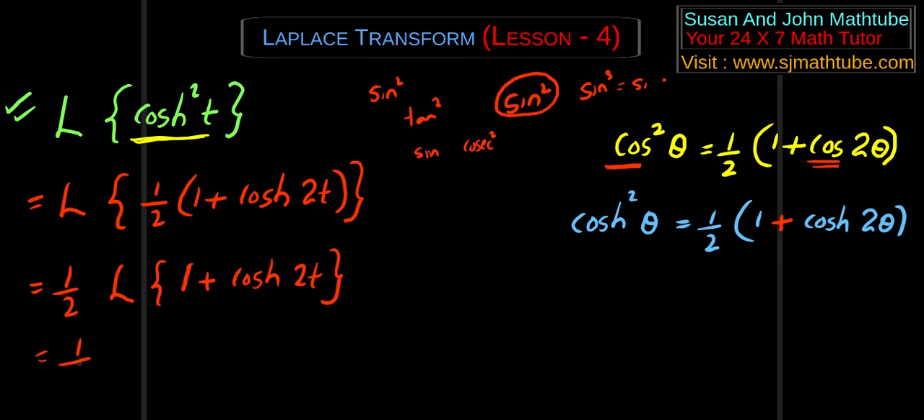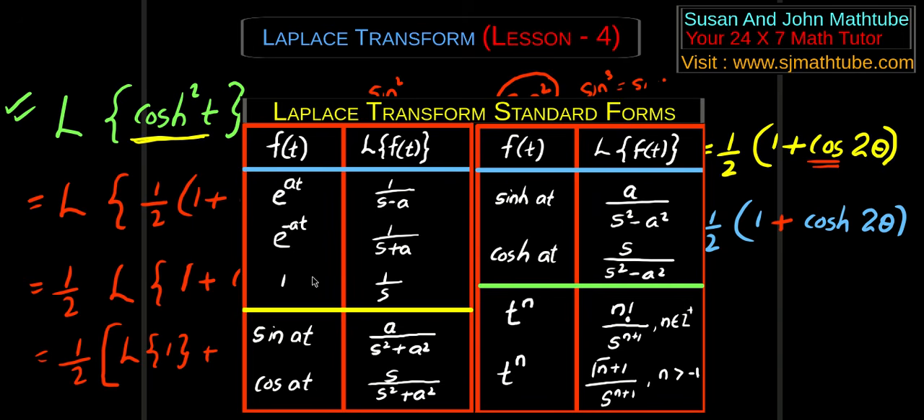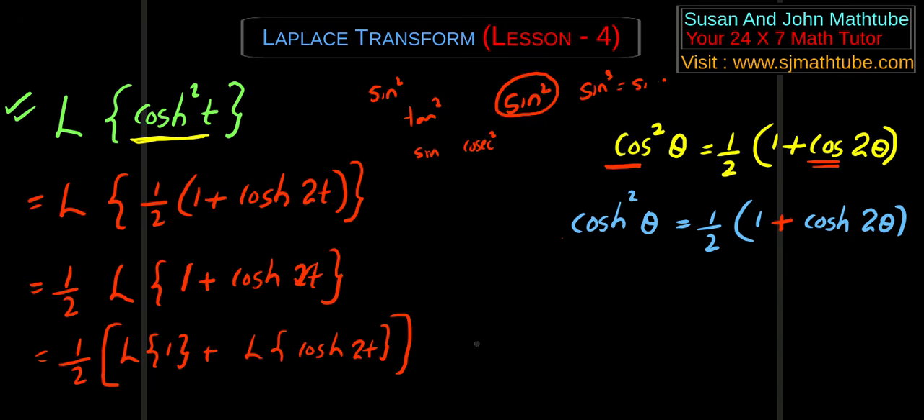And that will be 1 by 2. The brackets are very important. Laplace of 1 plus Laplace of cosh 2t. Okay, formula time. So we have the formula list. We want Laplace of 1, and we need Laplace of cosh at. Okay, that's it. So the answer will be 1 by 2.